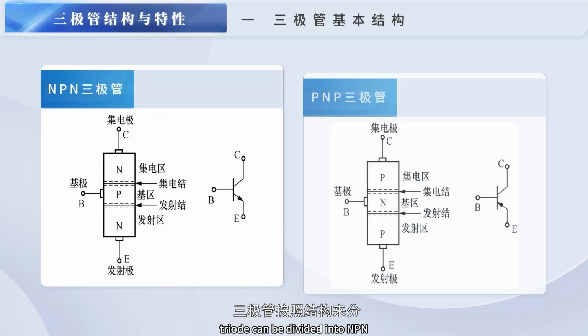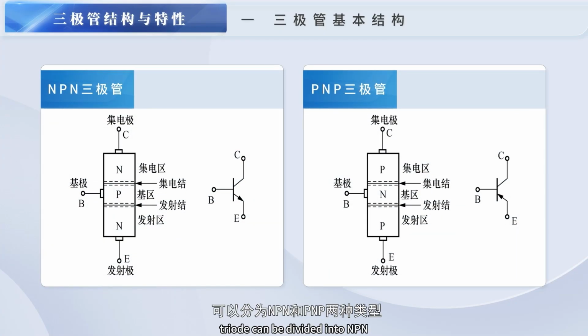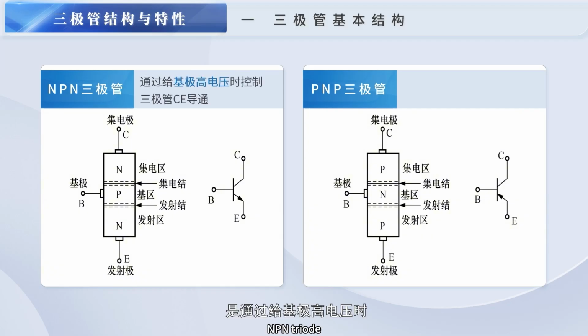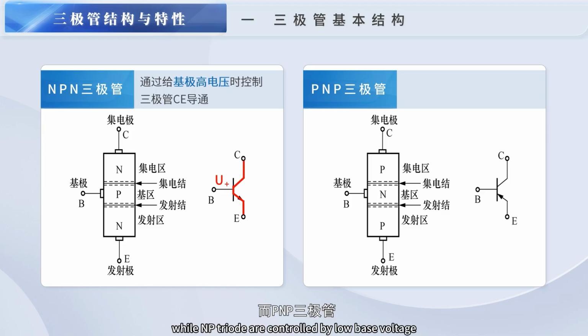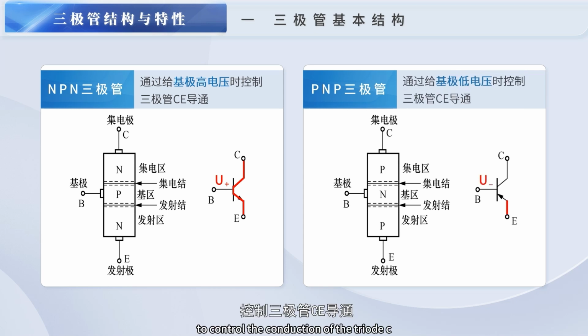According to the structure, triode can be divided into PNP and NPN types. NPN triode are controlled by applying a high base voltage to control the conduction of the triode C, while PNP triode are controlled by low base voltage to control the conduction of the triode C. NPN and PNP triode are used in power amplification circuits, generally used together.